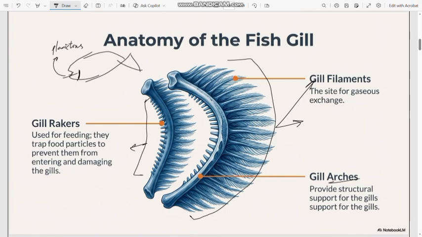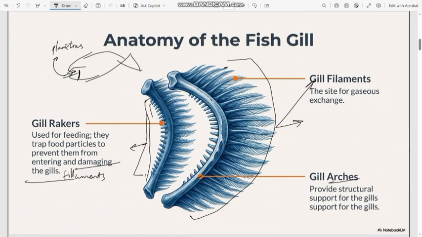And so the rakers help to trap food particles and prevent them from entering and damaging the gills. This is the gill filaments. Let me add that. It prevents food from damaging these gill filaments here. So what happens is that when they open their mouth and the food substance enters into their mouth, the food substance stops at the gill rakers, and it rakes the food and transfers it into the digestive system and does not damage the filaments.